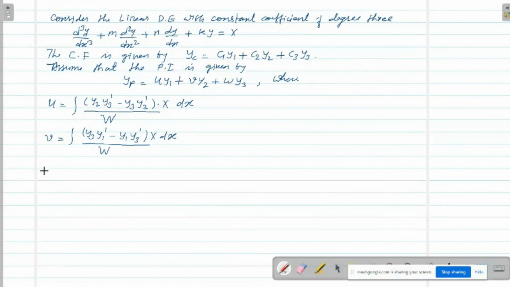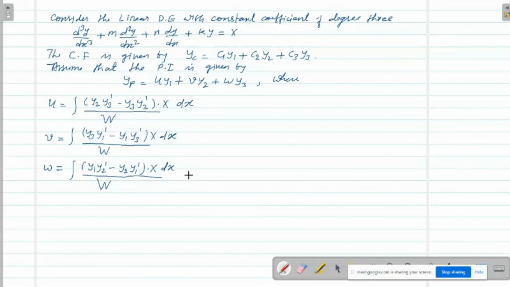Now w, small w, equal to integration of y1 y2 dash minus y2 y1 dash, into x dx, and divide by capital W. This is the formula for u, v and w.